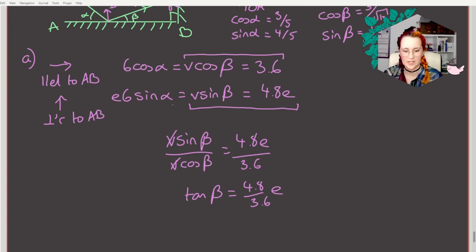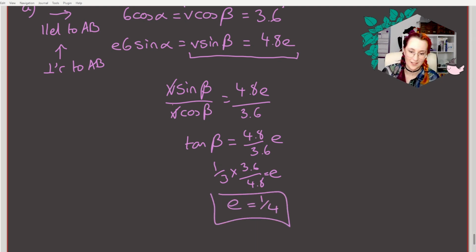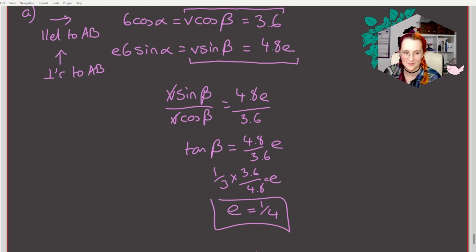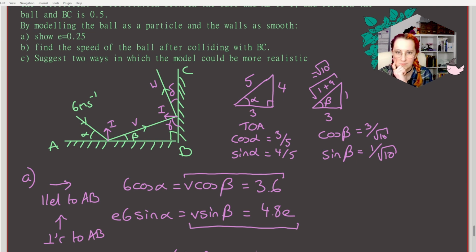But we know that tan beta, we were given it in the question, so that's 1/3. And I'm going to times it by 3.6 over 4.8 is equal to E. And I know that E is 1/4. I'm hoping that that value gives us 1/4, which it does. Go team. I love a good show question because it means I don't have to think about it too hard and I can check my answers, which is always really nice.